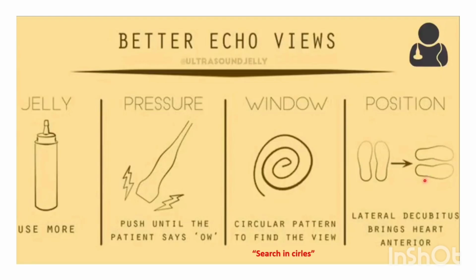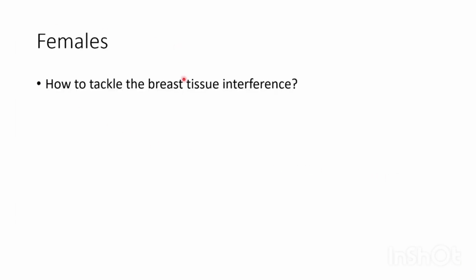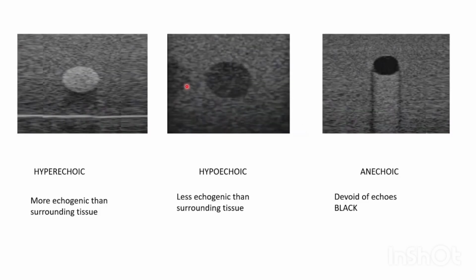The depth will be reduced. So in females, you will have the issue of breast tissue interference there. Also make sure that you have to press hard. Some echo language: you have to know what is hyperechoic, hypoechoic, and anechoic.